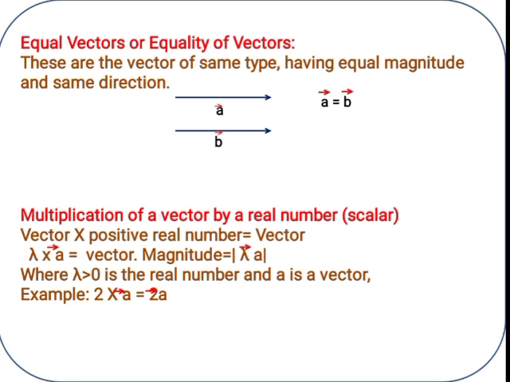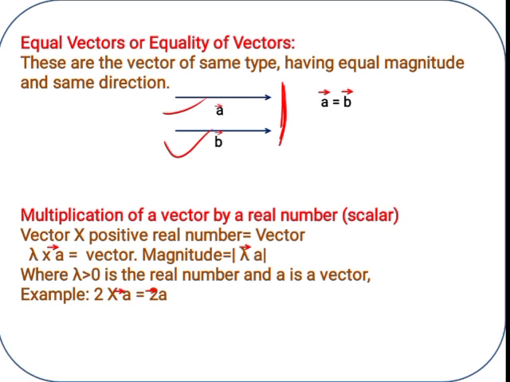Next one, equal vectors, or equality of vectors. These are vectors of the same type having equal magnitude and direction. If both vectors A and B have the same direction as well as the same magnitude, such vectors are called equal vectors. Okay.